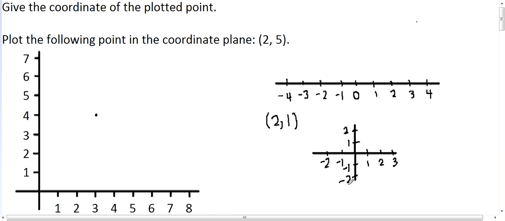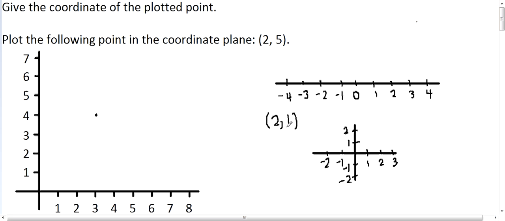We use the horizontal line to represent the first number, while we use the vertical line to represent the second number. We can think of coordinates as directions for finding the point in the plane. The first number tells us how many spaces we move to the right or left from the origin, and the second number tells us how many spaces we move up or down next.